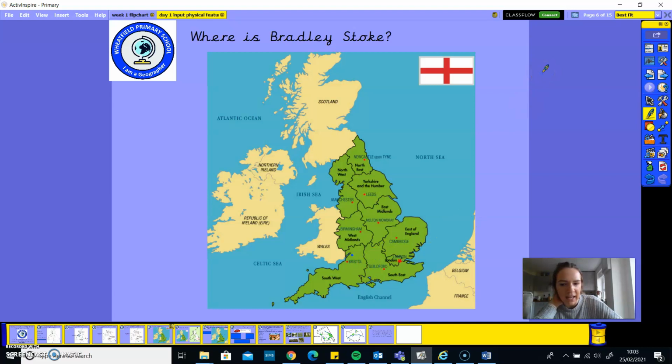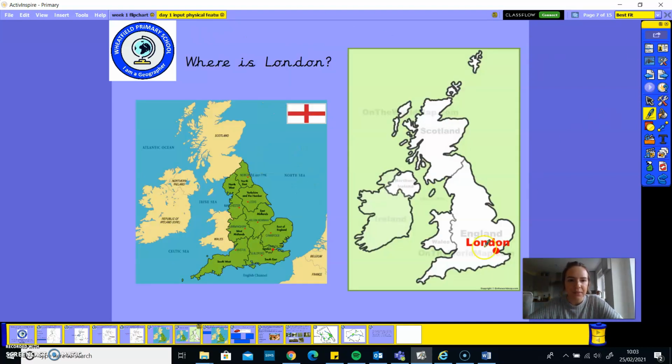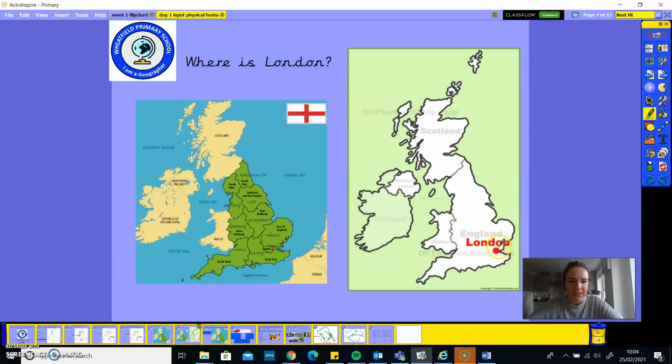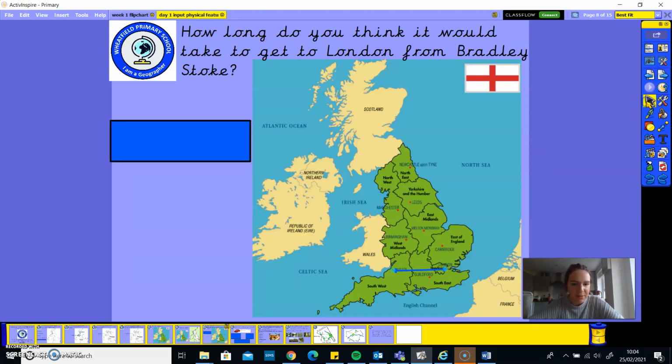Can you now pause the video again and spot London? Where is London? Did you find it? London is over here, and you can see they put a star for London because it is the capital. It's a very important city. So there is London. And London is in the southeast of England, so the other side of the country. Okay, so on the map here, I have put a dot for where Bradley Stoke is to London, and I have drawn a line to join them.